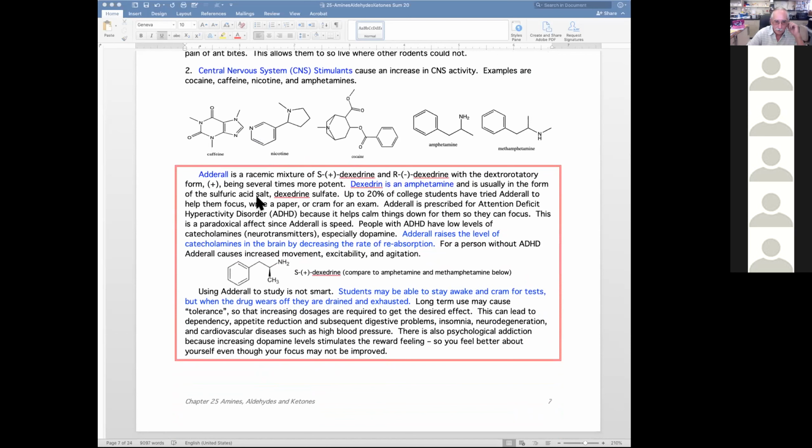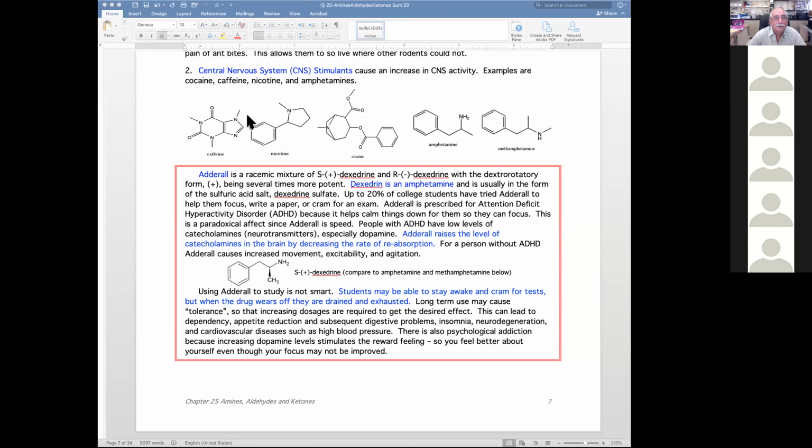So another category are central nervous system stimulants, and they cause an increase in central nervous system activity. Cocaine, caffeine, nicotine. Anyway, so here's some structures.